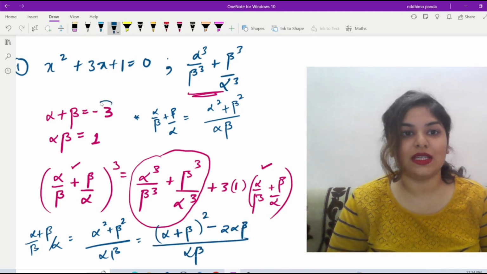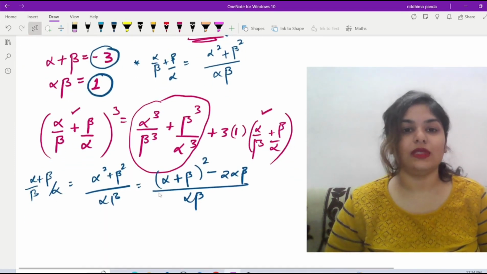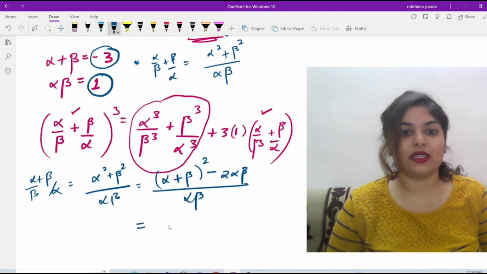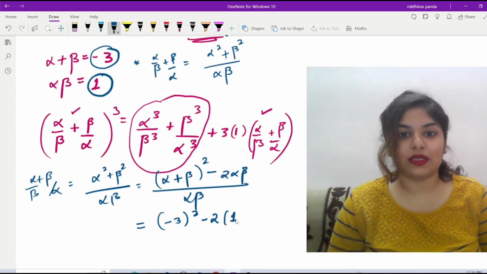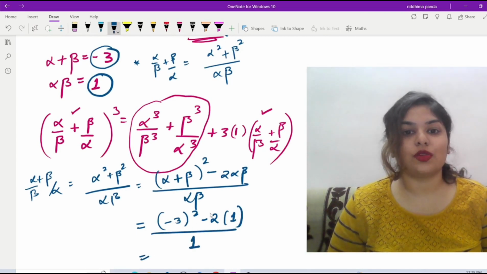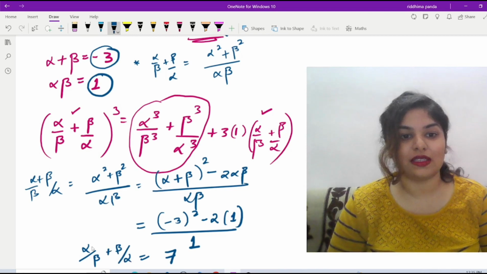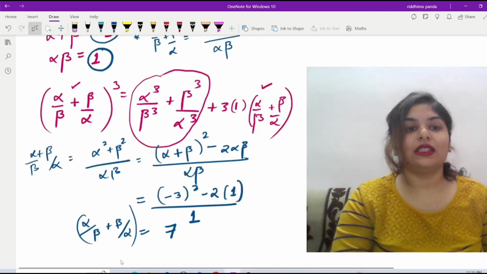See, now alpha plus beta is minus 3, alpha into beta is 1. So let's put the values here. That is alpha plus beta is minus 3 square minus 2 into alpha beta is 1, by alpha into beta is 1. So this is 3 square is 9, 9 minus 2 is 7. So that means the value of alpha by beta plus beta by alpha is equal to 7.